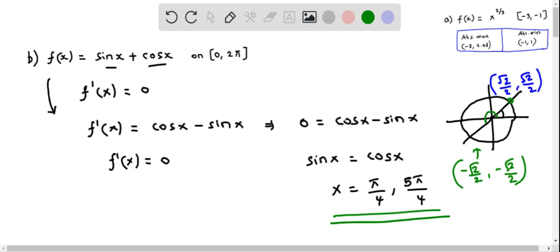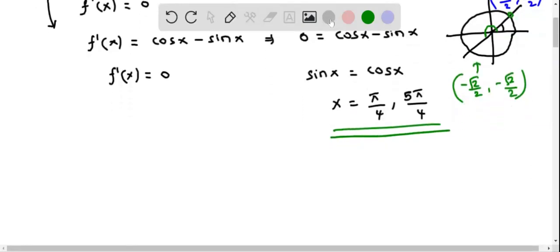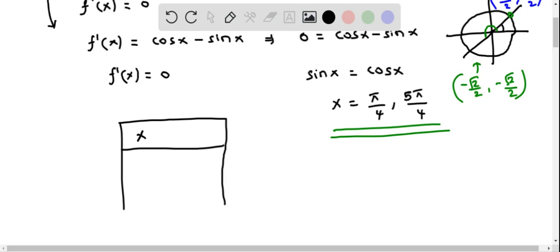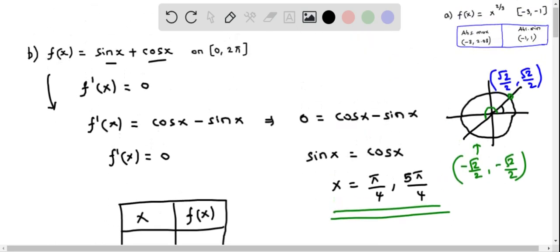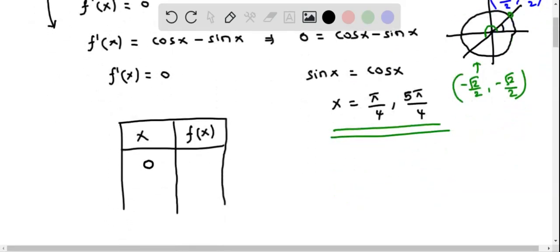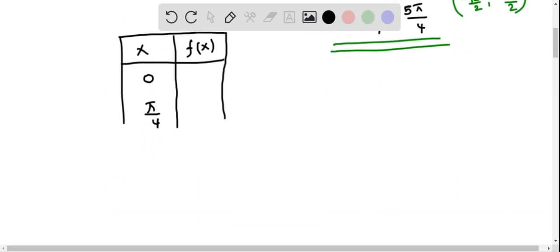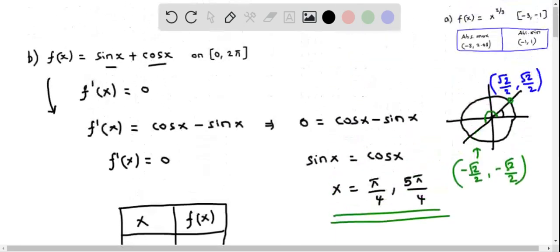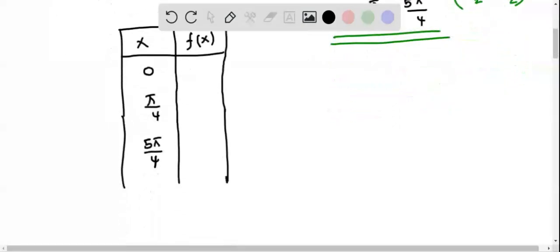Now to determine the absolute extrema, we have to create the table. So let's create the table with the endpoints as well as with the critical points. I put x over here, and we determine the corresponding function value f of x. First, let's start with the lowest value, that is 0, and then the next is pi by 4. Then the next value of x is 5 pi by 4, and finally we put the endpoint, that is 2 pi.